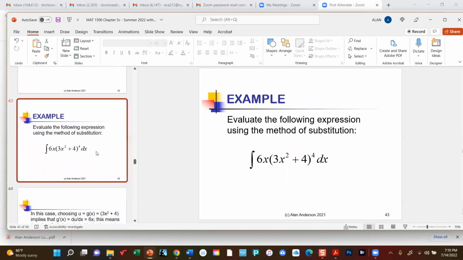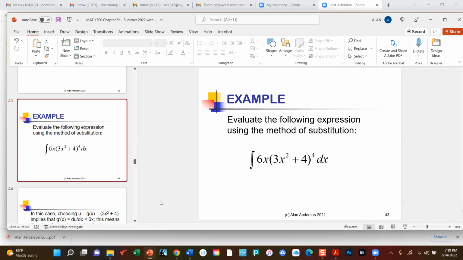The tricky part is to correctly identify the value of u. That's the challenge. What part of this should be u? And by the way, it doesn't always work. There are cases where the method of substitution will not speed things up at all. It will not give you a simpler result. And in those cases, you may want to try something different.